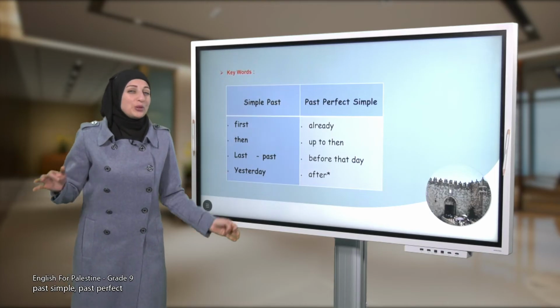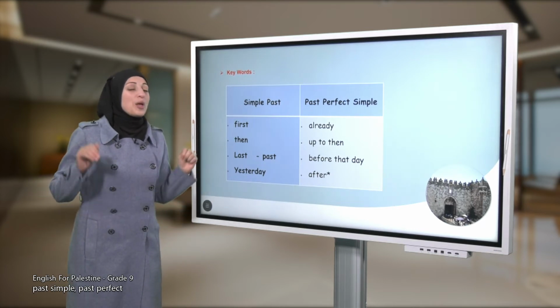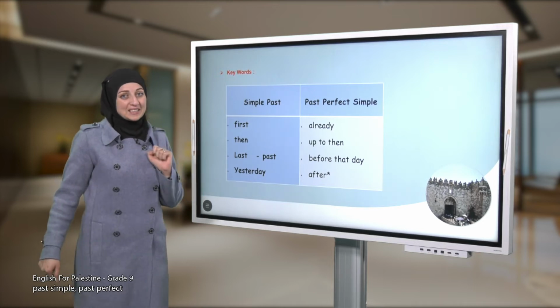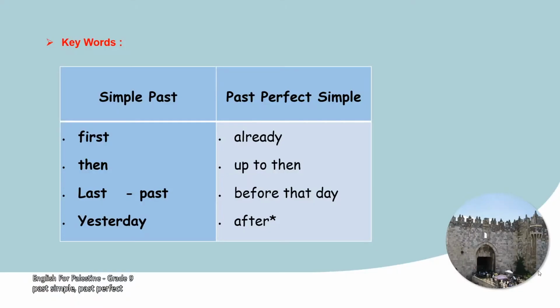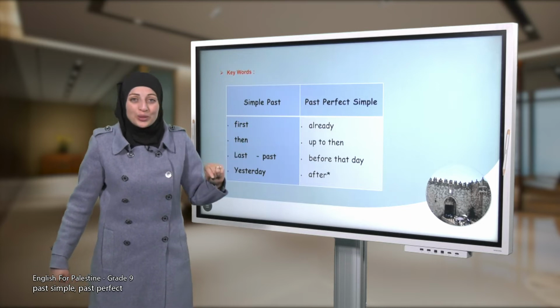As you remember, when we talked about past simple last time, we said that we can have many keywords to tell us that we have to use past simple in the sentence. Like what? Like yesterday, ago, first, then, whatever. According to past perfect, we also have many different keywords to tell us to use this tense in the sentence. Like what? Like already, up to then, before that day, and after. So, be careful when you see them to use the correct tense.